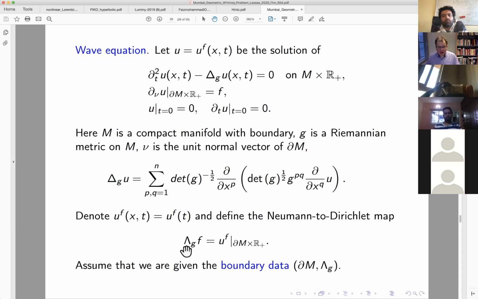So our data that is given to us is on the boundary where we do measurements. On the boundary, we are given the Neumann to Dirichlet map that maps the Neumann data of the solution, f, to the Dirichlet data of the solution. Or physically speaking, the boundary source f is mapped to the value of the wave at the boundary. This is the data that is given to us, and what we want to find out is the metric g. Or we actually want to make images of g in local coordinates.